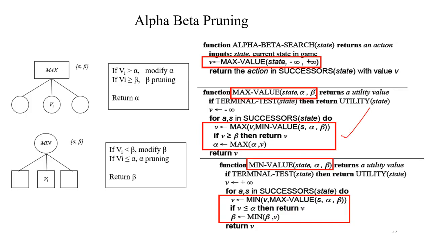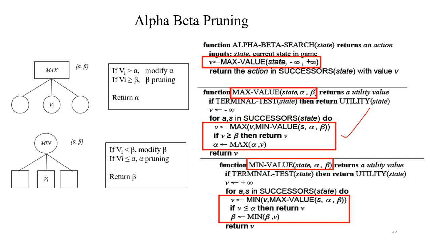The important thing of max value lies within this rectangular box that I have represented in the form of a diagram. Just remember that alpha always represents max, beta always represents min. If Vi is greater than alpha, then we have to update the alpha value. If Vi is greater than or equal to beta, then we should go for pruning, and max always returns the alpha value.